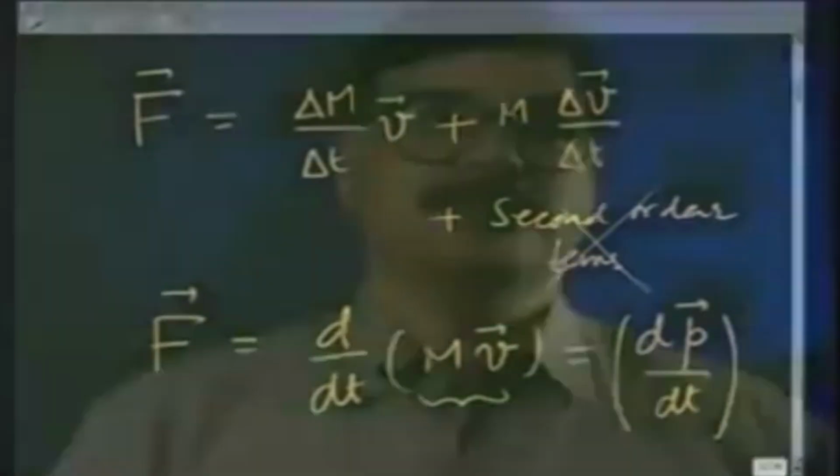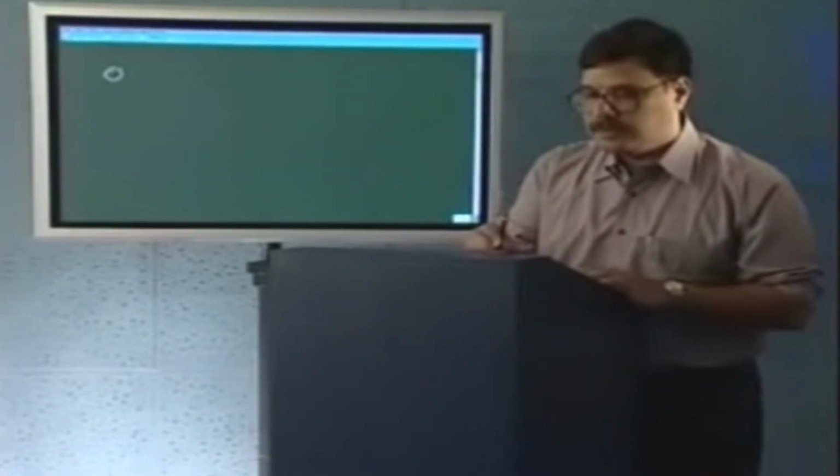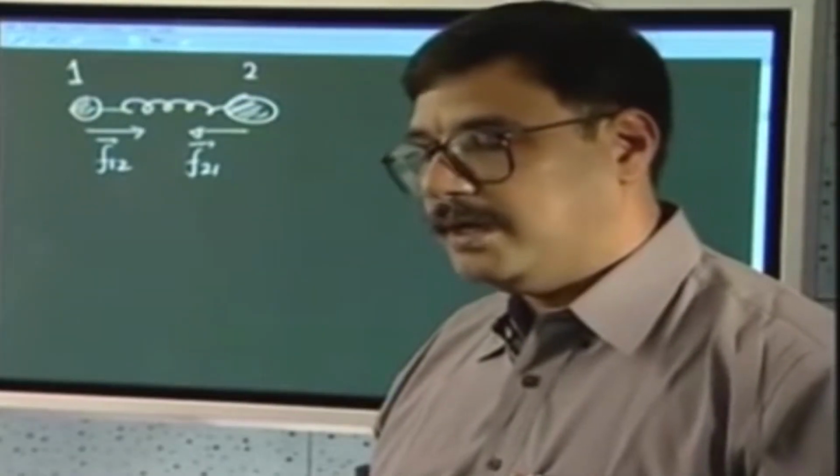Let us see how this concept helps me in solving problems in a slightly more convenient way. Let us go back to our example of two masses which are attached with the spring. Let us assume right now that we are not applying any force on the two particles. The only force that is acting between them is through the spring. Let the force on mass 1 be F12 in this direction, and let the force on mass 2 be F21. I am using these indices to indicate F12 indicates force on 1 by 2 and F21 indicates force on 2 by 1.